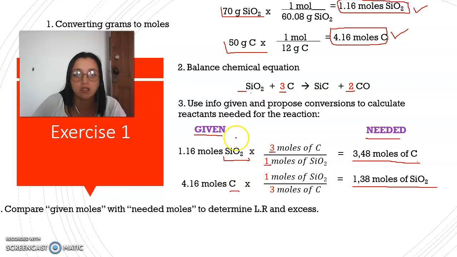What are we doing here? Just calculating. If you prefer to think of a rule of 3, this is what we are doing: proposing how to solve this with a rule of 3. If I know that 1 mole of silicon dioxide reacts with 3, how many of carbon do I need if I need to use 1.16?